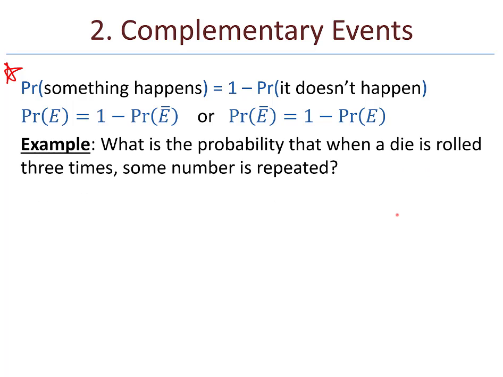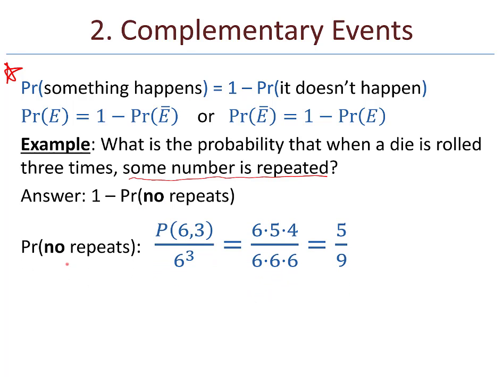Here's an example. What is the probability that when a die is rolled 3 times, some number is repeated? So what is the opposite of that event? Some number is repeated. If that doesn't happen, then there are no repeats, right? The opposite of some number being repeated is that there are no repeats. So let's figure out 1 minus the probability that there are no repeats.